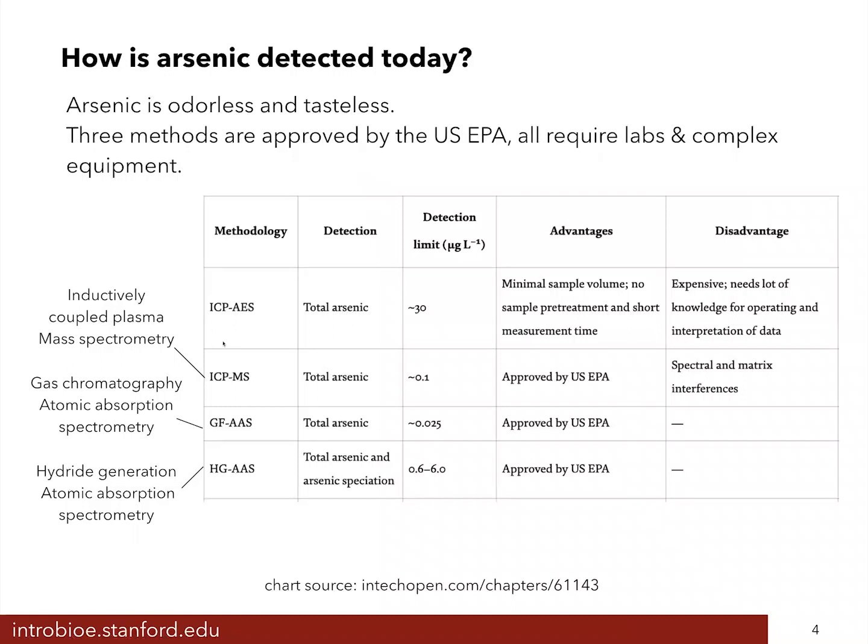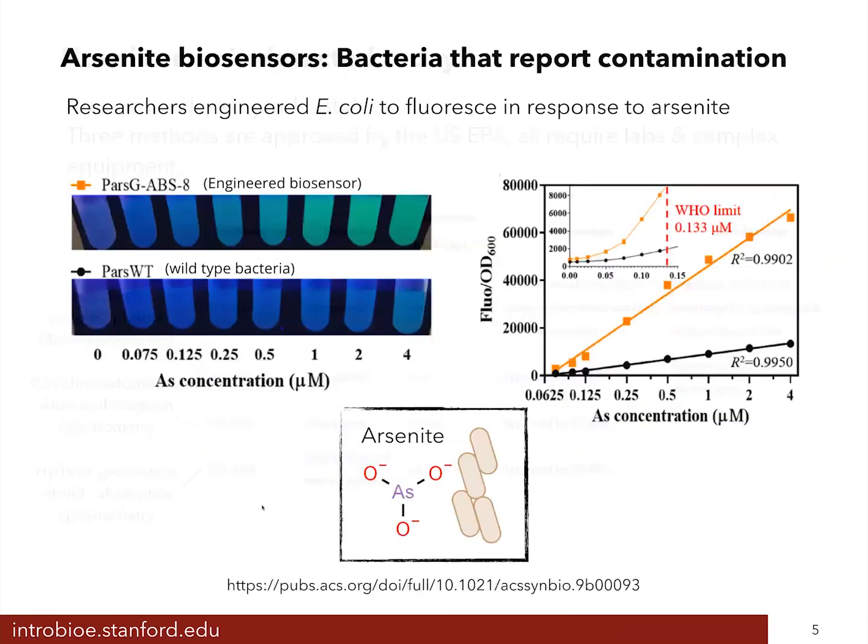The ones that I'm showing on this slide are called inductively coupled plasma mass spectrometry, gas chromatography with atomic absorption spectrometry, and then hydride generation followed by atomic absorption spectrometry. So these are techniques that are good if you're bringing samples from an area into the lab, but it's not as good if you're, for example, interested in testing your tap water at home. Most people probably don't have mass spectrometers at home and wouldn't be able to perform these types of experiments very easily. So bioengineers thought, what if we make a test for arsenic that's a little bit simpler?